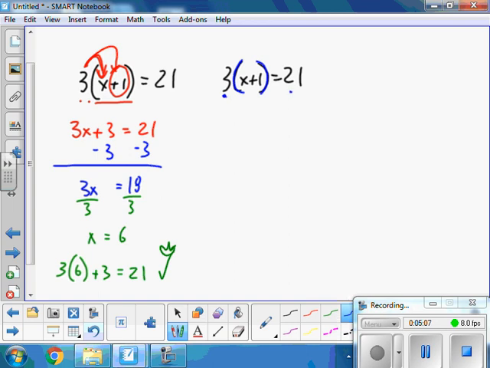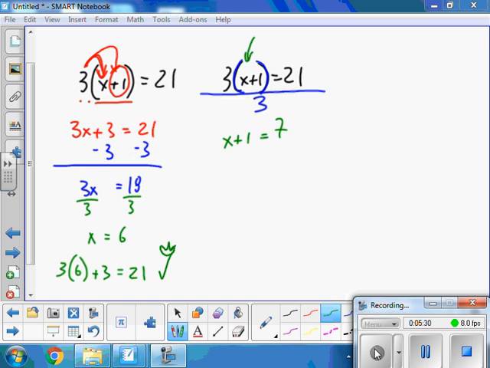But the 3 and the 21, I am going to just start off, and I'm going to divide everything by 3. When I divide everything by 3, whatever's in the parentheses, I'm going to leave that alone. But 3 divided by 3 is 1, so I'm left with x plus 1 equals 7, because 21 divided by 3 is 7. Now I have my little equation here, minus 1, minus 1. I end up with x equals 6.